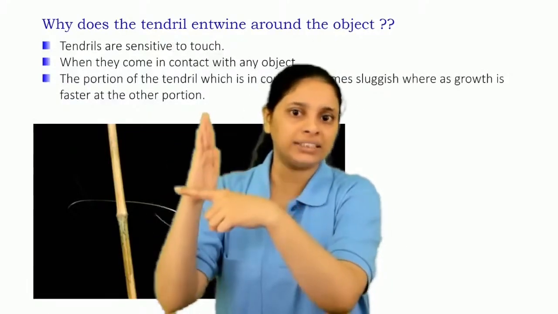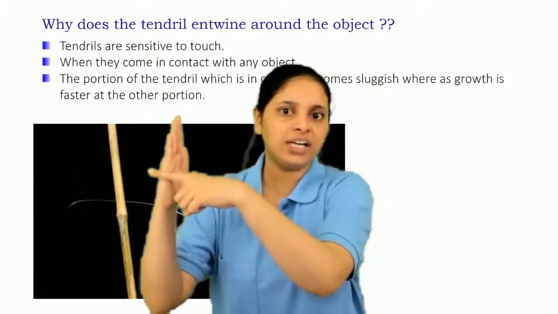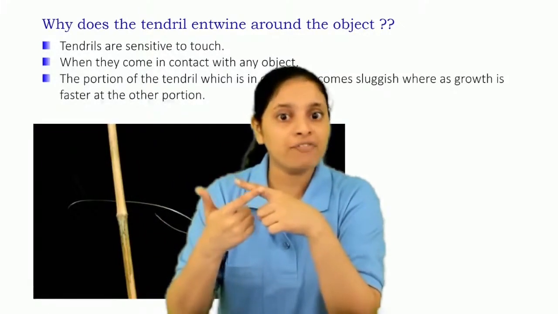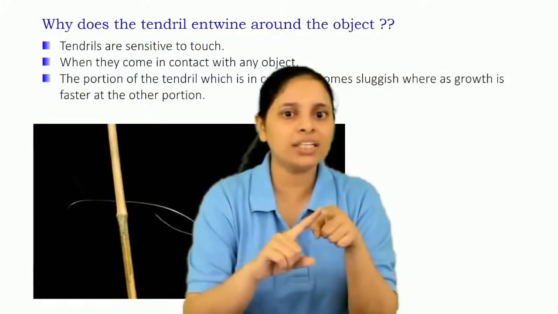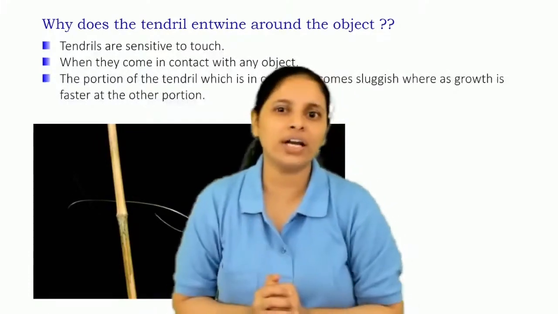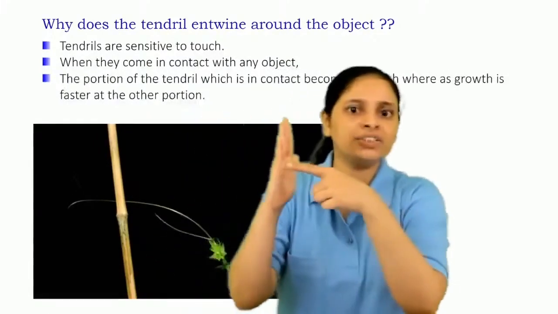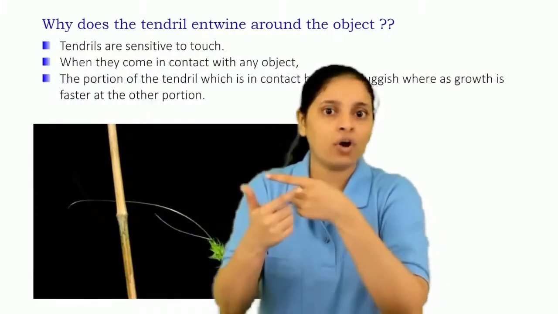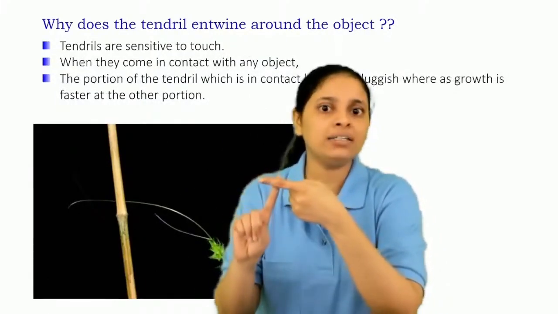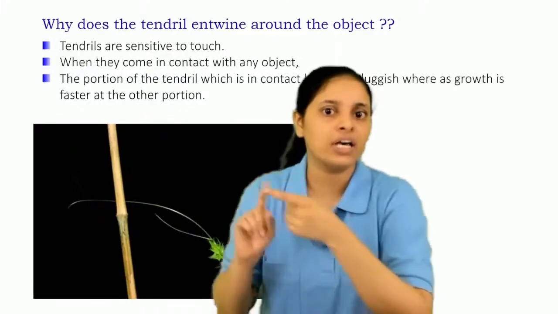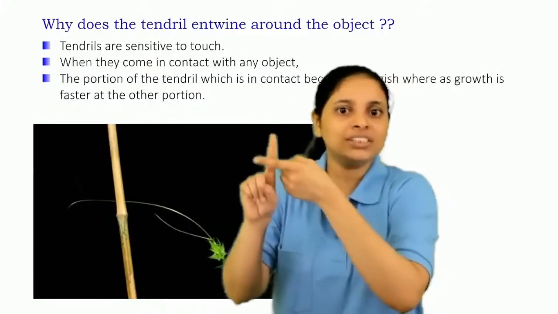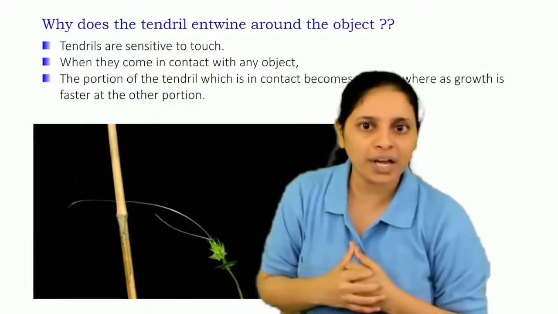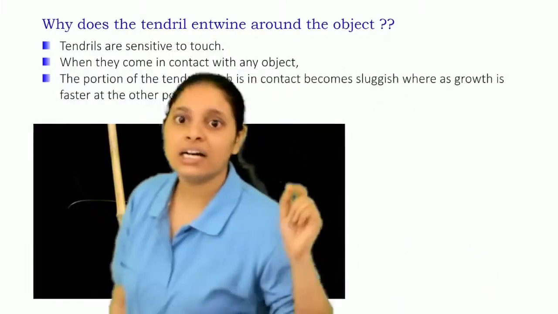और जो दूसरा पार्ट है, जैसे ये देखो, ये सपोर्ट है, ये टेंड्रिल है, ये कांटेक्ट में है और ये वाला पार्ट कांटेक्ट में नहीं है. ये फास्ट ग्रो करेगा और ये थोड़ा स्लगिश है, थोड़ा कम ग्रो करेगा. तो क्या हो जाएगा? Slowly this will curl around the support, more growth on the outer side. और जो पार्ट टच होता है to the support, this will grow slowly. So this will lead to curling of the tendril slowly. समझ में आया?